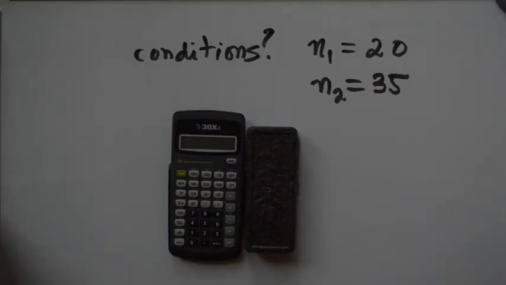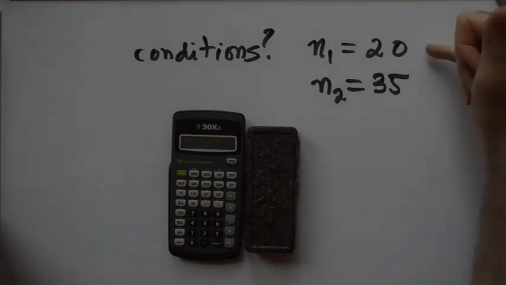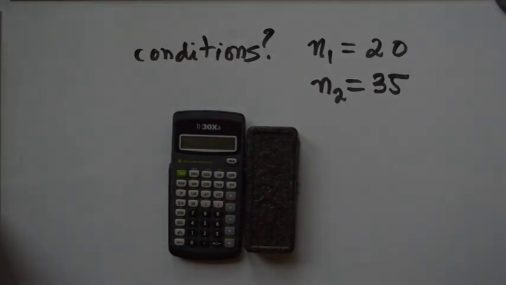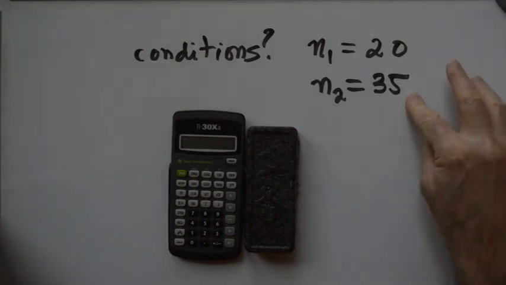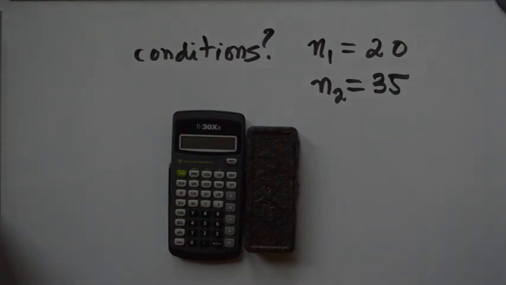Okay, welcome back to the whiteboard. We're going to work this problem, and there's a little bit you have to understand about the way this problem is phrased. We have to imagine that we were working with some samples, one from a population of size 20 and the other from a population of size 35, and we're trying to apply this t-distribution theory to these samples.